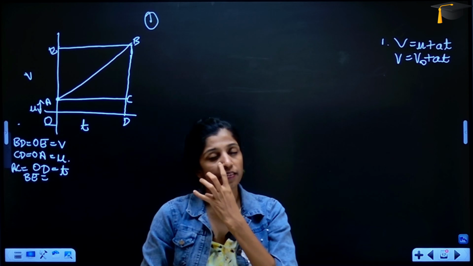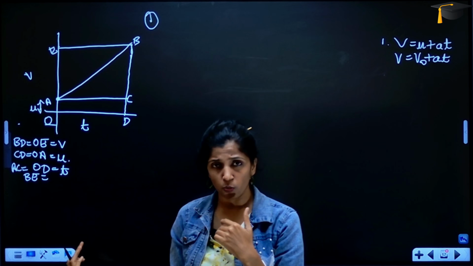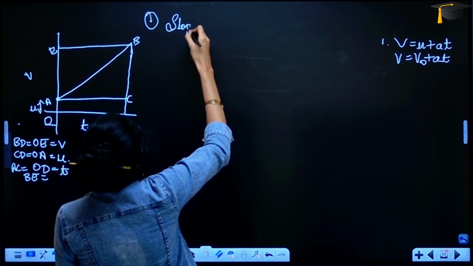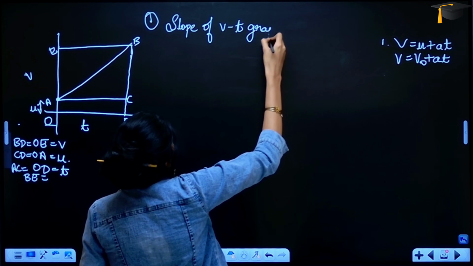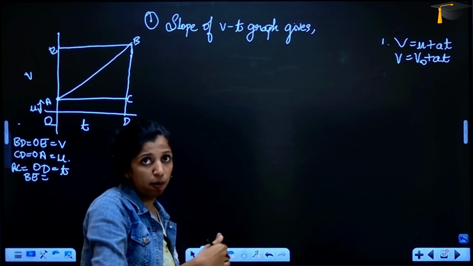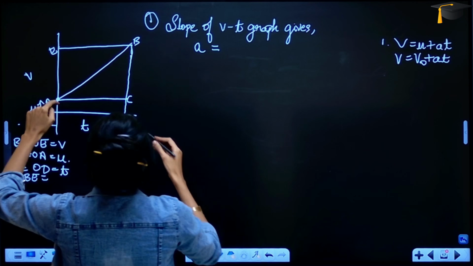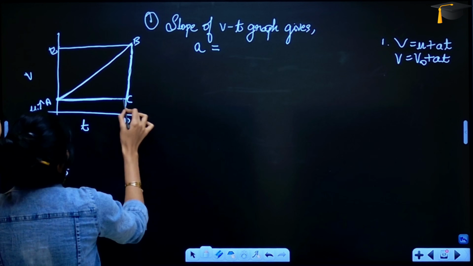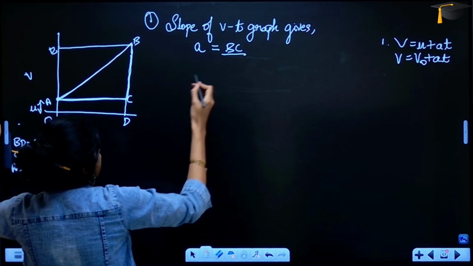So moving to the first derivation, we need to prove V equals U plus AT. It's a very simple derivation. What you have to do is just take the slope of this graph. The slope of the velocity time graph gives acceleration. So acceleration equals the slope of the graph. You all know how to take a slope, right? You take the y-axis divided by the x-axis. So the y-axis is BC divided by the x-axis, which is AC.